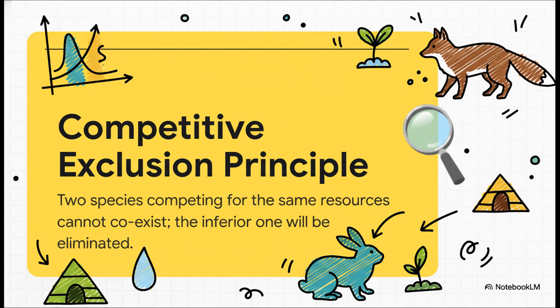Now, for a minus-minus interaction, competition. There's a really famous rule called Gauss's competitive exclusion principle. I know, it sounds complicated, but it's not. It simply says that if two species are fighting for the exact same limited resource, one of them, the superior competitor, will eventually win, and the other one will just be kicked out.